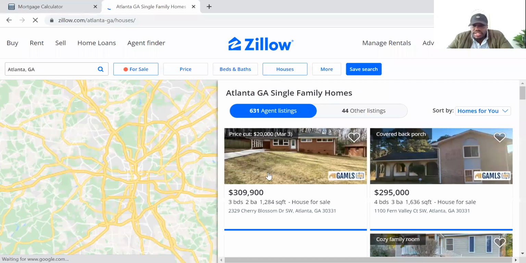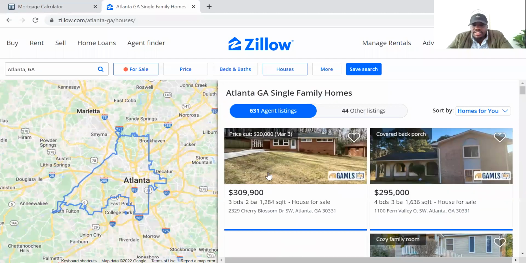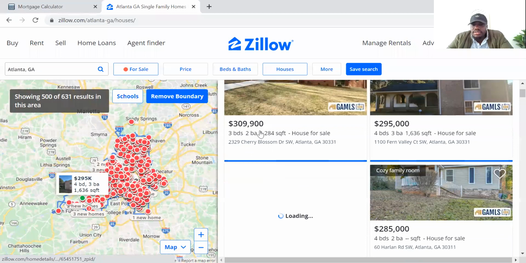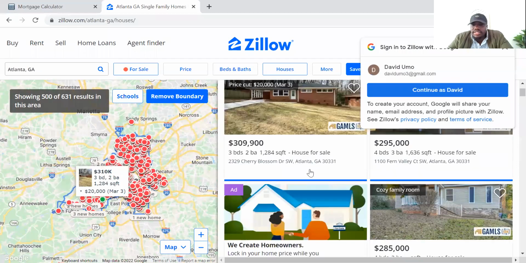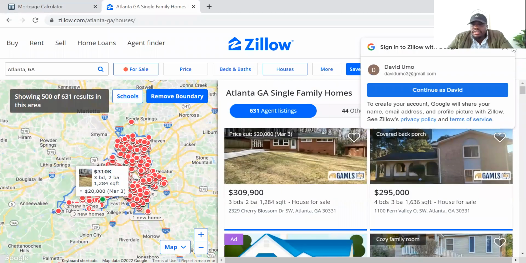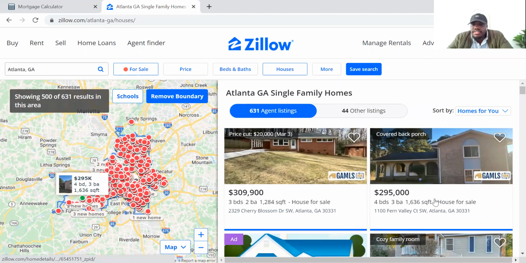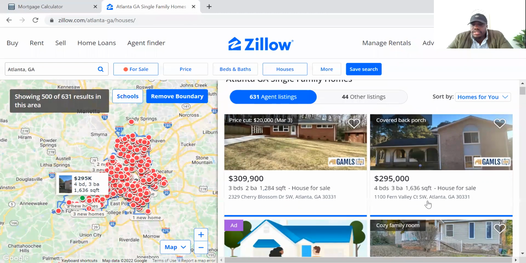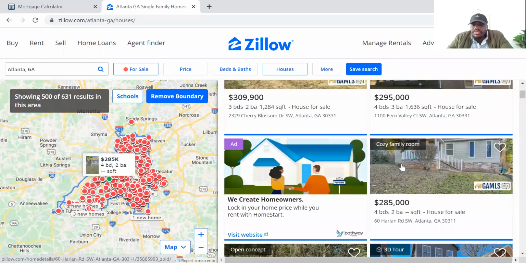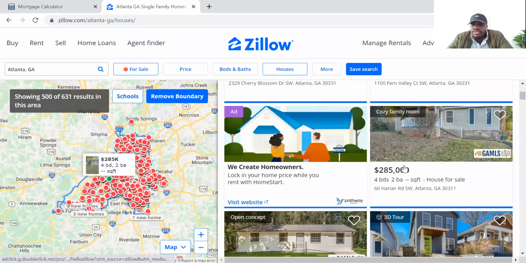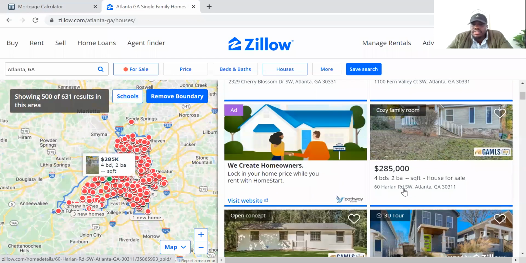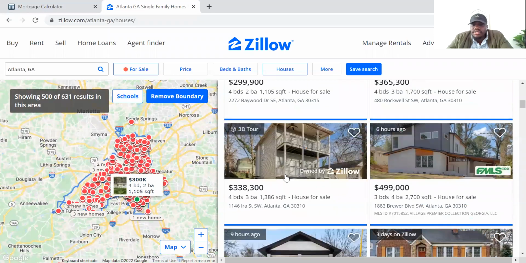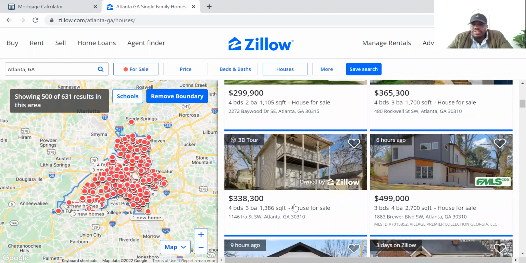So let's say John is looking for a house, okay? And I'm going to keep it simple. Look at houses for sale in Atlanta, right here. For the 4-bedroom, 3-bath, almost 1,600 square feet, going for 295. Here are some others going for 285, 4-bedroom, 2-bath, to 300. Here's a 3-bedroom, 4-bath for almost 500K, 4-bedroom, 3-bath.